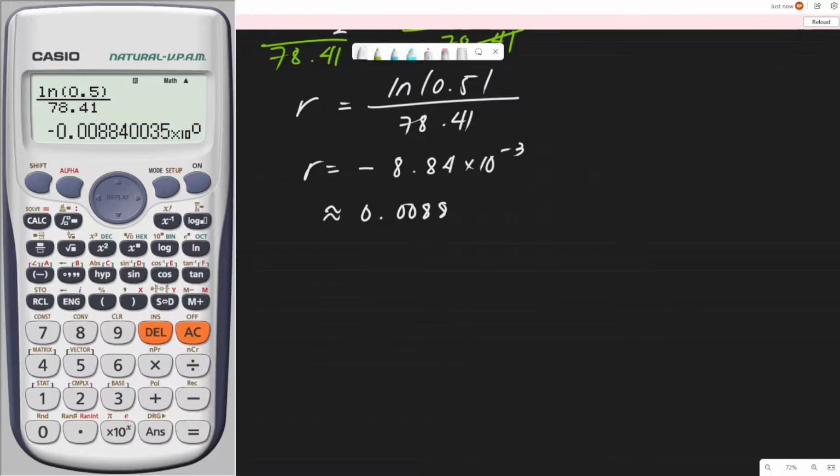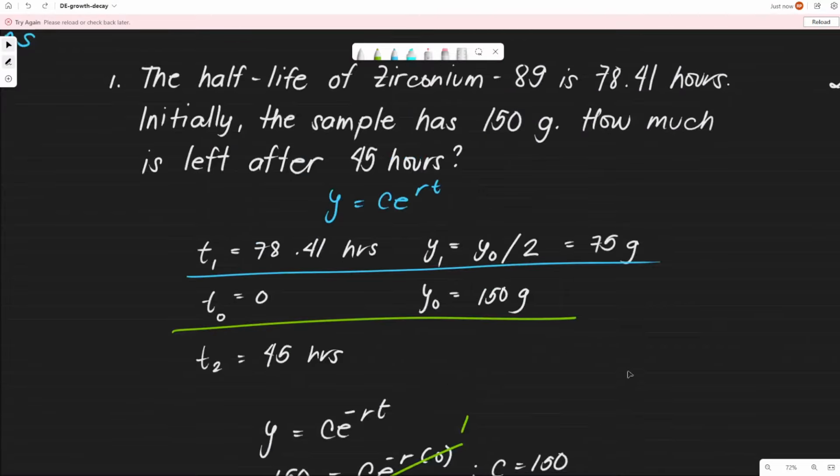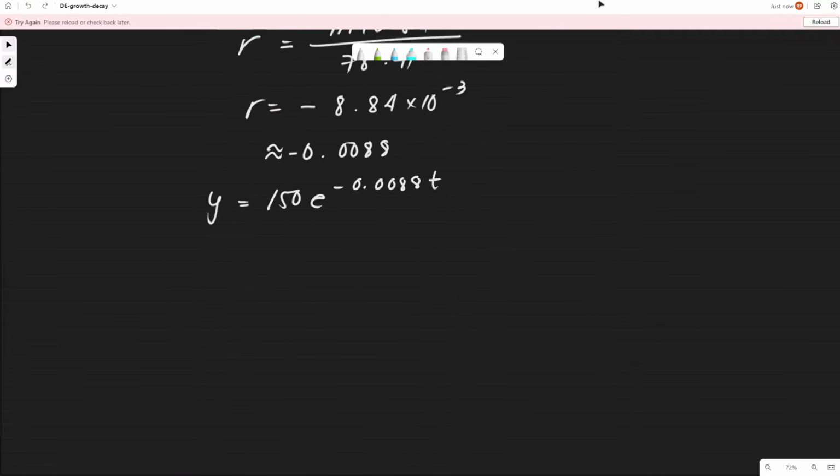So, therefore, our working formula, y is equal to 150 e raised to negative, sorry, I forgot the negative sign, negative 0.0088 t. Okay, so this is our working equation. What is being asked of us? Remember, we have only computed r so far. How much is left after 45 hours? So, let's find the value of y.